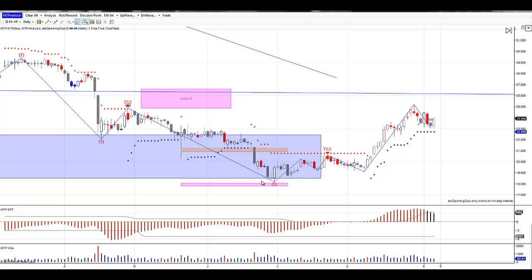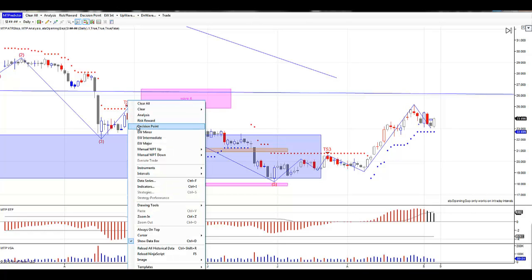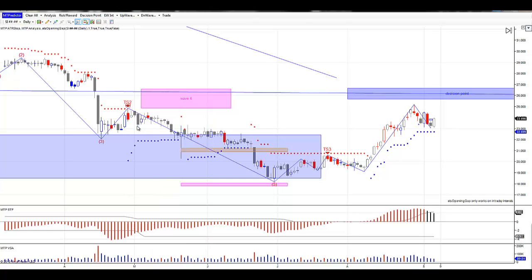Now typically after 5 waves down, you get a correction, just like we talked about when we were looking at the E-minis, back to the wave 4 DP. So I'm taking my decision point tool off of the wave 4 swing, and there's the wave 4 DP. This is typically the area where, after we come down here, we eventually find this area here. I like this area because it coincides with that level, that trend line break back here.